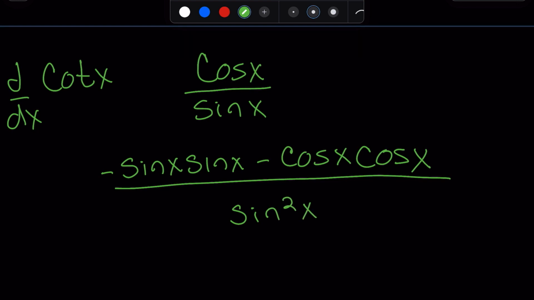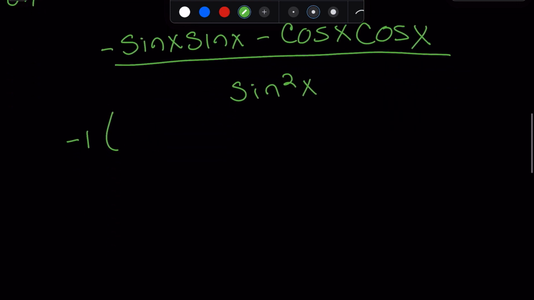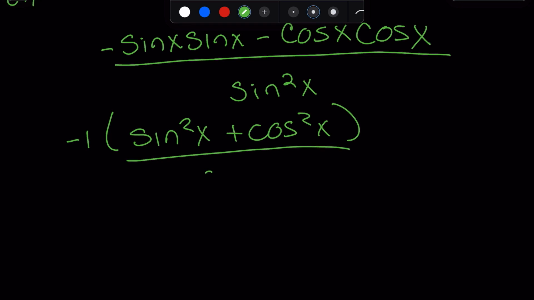Now at the top, that's not the same thing as sine plus cosine, but if you factor out a negative 1 here, at the top we'll actually get sine squared of x plus cosine squared of x again, all over sine squared. So now the top again is 1 times negative 1, which is negative 1 over sine squared of x.